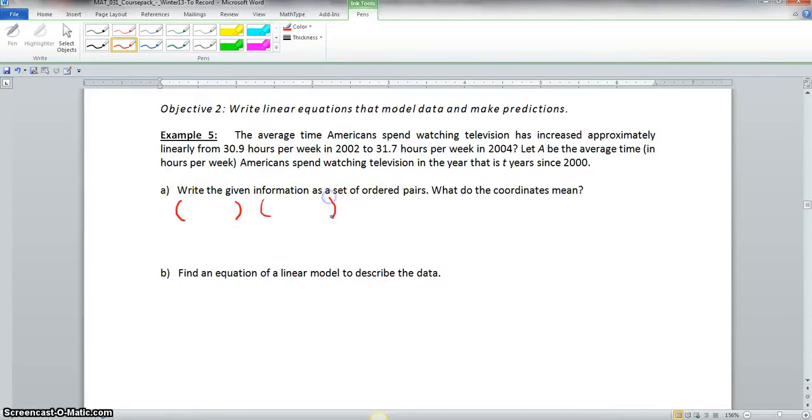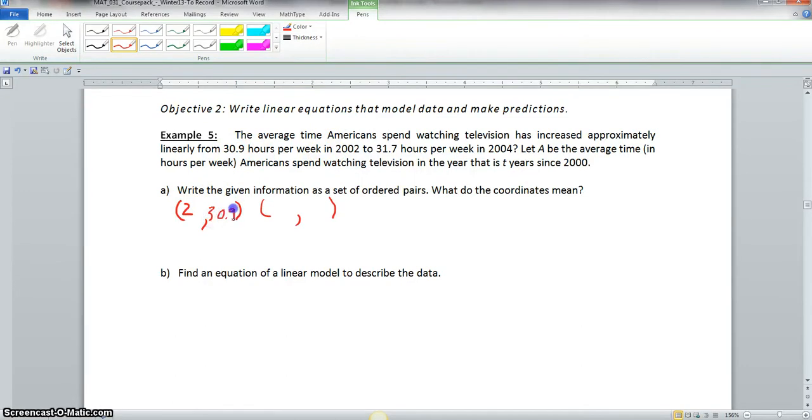Okay, now we will have 2 ordered pairs. Now remember, this is T years since 2000. So what we would do is this here. We typically always do our years first and then the television watching second. So in 2002, that's 2 years from 2000. So we will have 2 for x here, and then it's 30.9 hours.